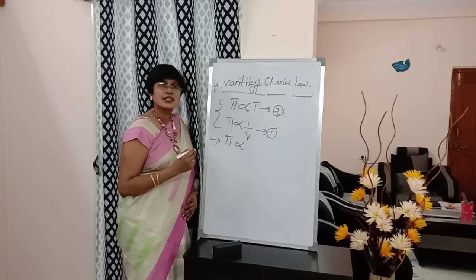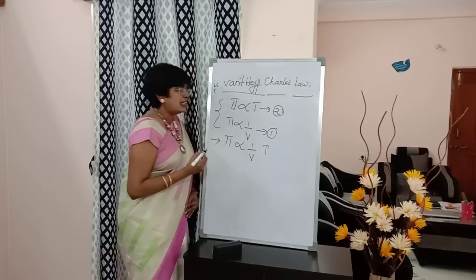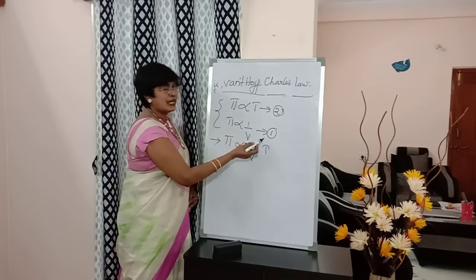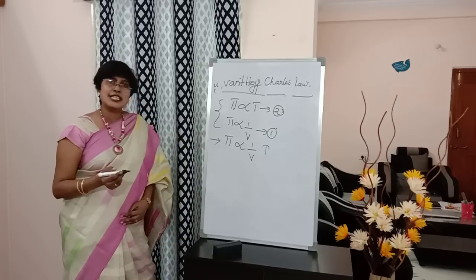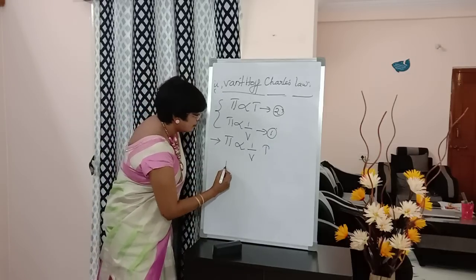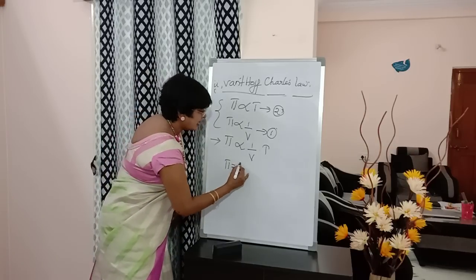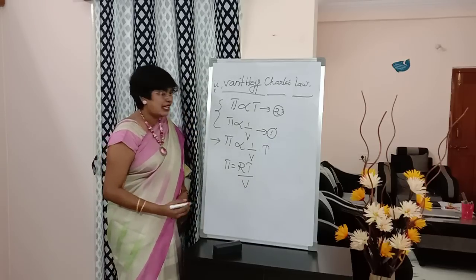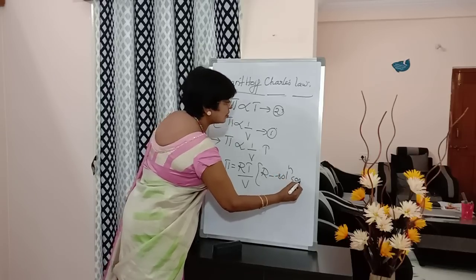we get pi proportional to 1 by V into T. Okay. So pi proportional to 1 by V, equation 1, equation 2, pi proportional to T. So by combining the two expressions, pi proportional to 1 by V into T. Suppose we remove the proportionality. So pi is equal to, we should take one constant. I am taking a constant RT by V, where R is called, generally we call it, the gas constant.